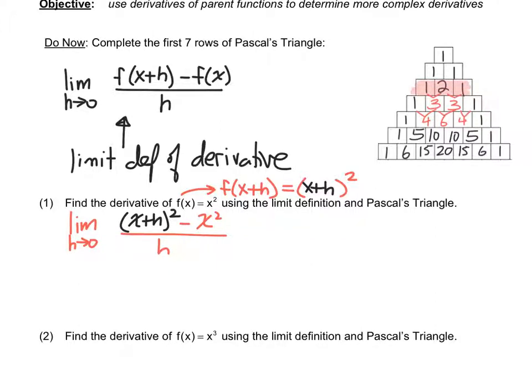All right. So the coefficients of my expansion. Do you know it's that row because it's squared? We know it's that row because it's squared. So my coefficients are 1, 2, 1. So I'll write 1, 2, 1.